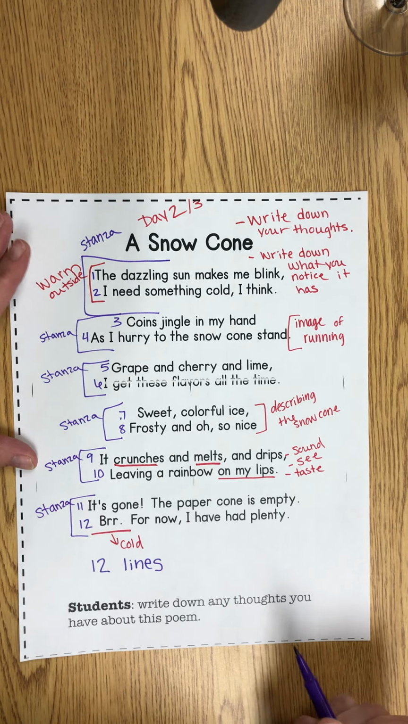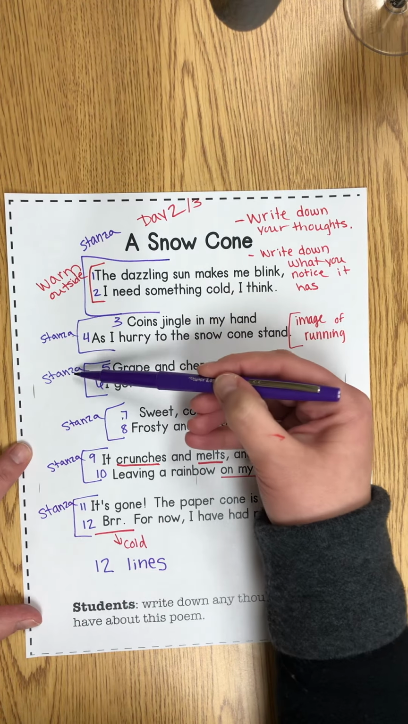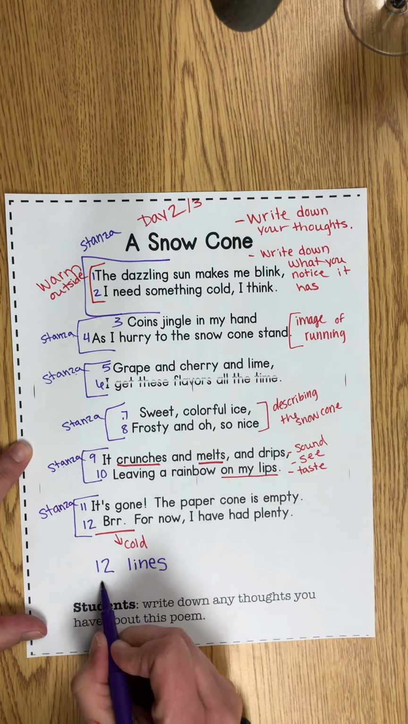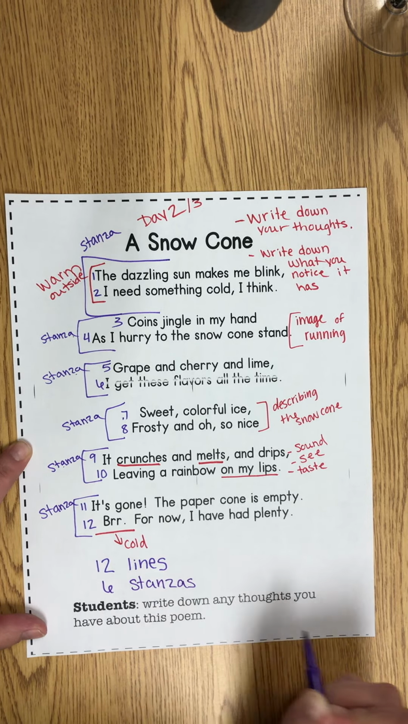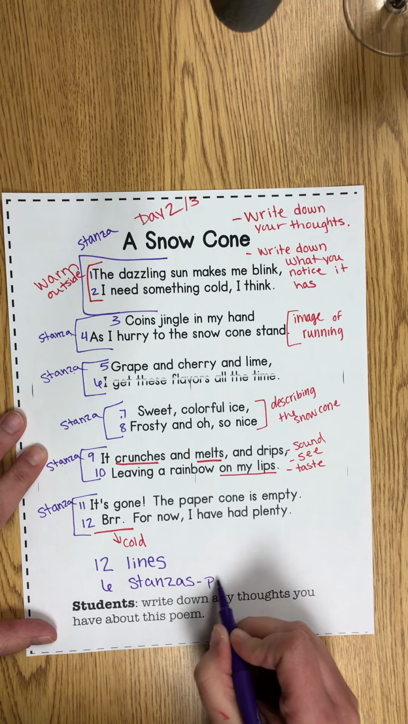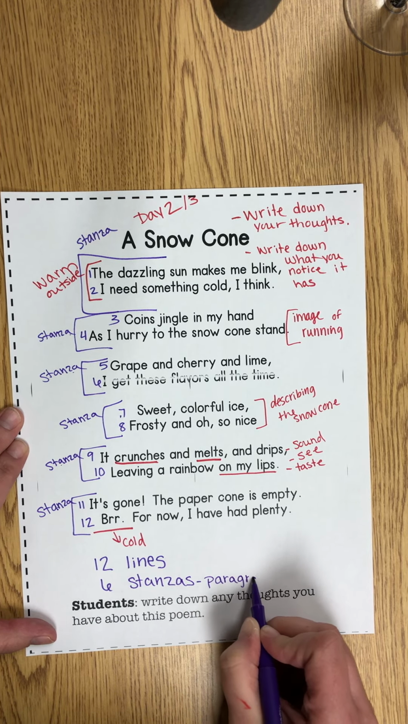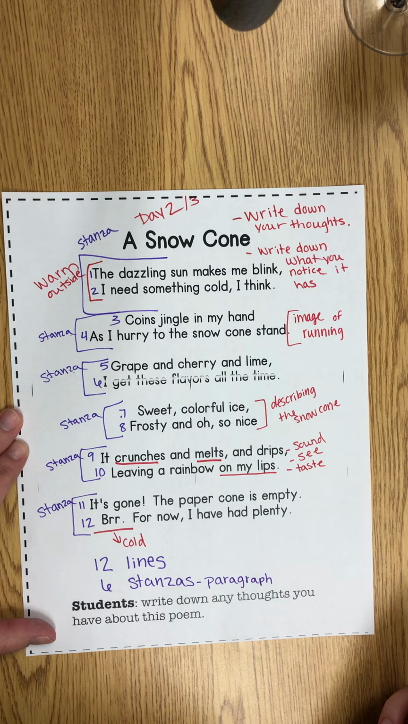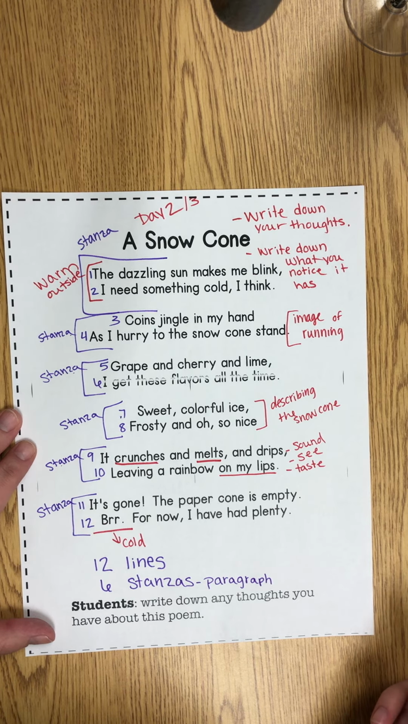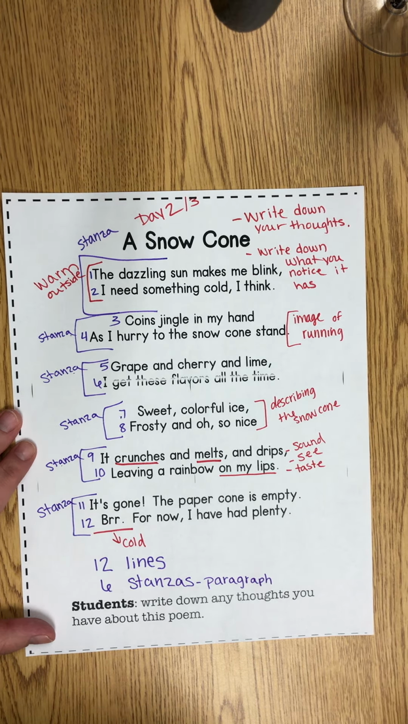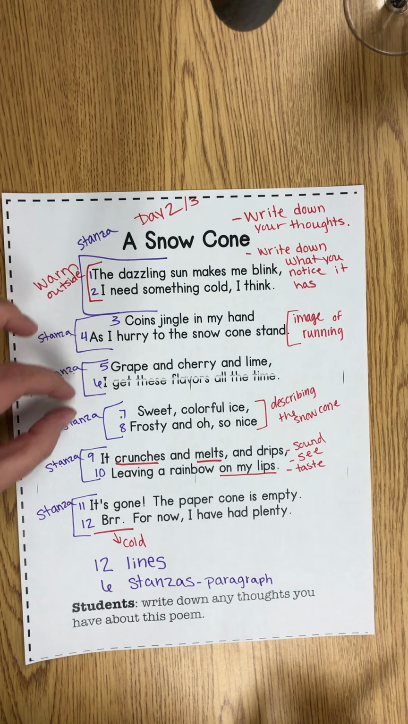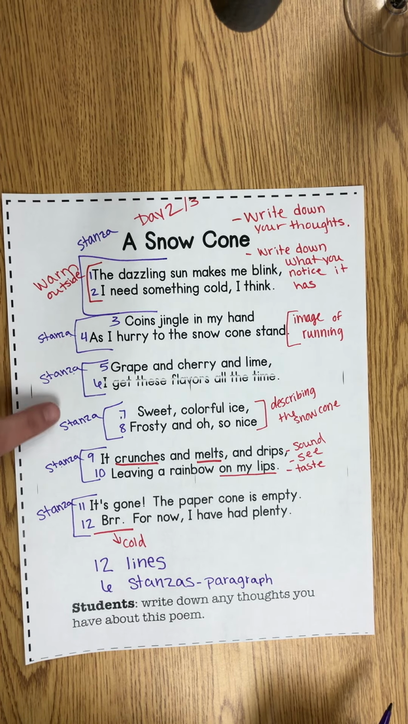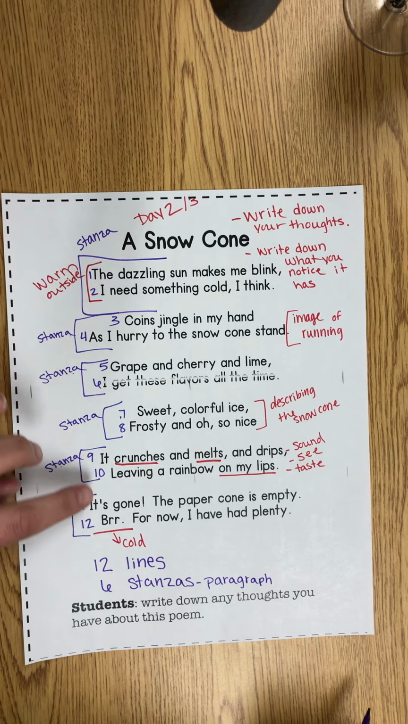So how many stanzas do I have? 1, 2, 3, 4, 5, 6. I have 6 stanzas. Now stanzas are similar to a paragraph. It looks like a paragraph, what we call in fiction and informational text prose, but prose is just regular writing, not written in a poem form. So each section of lines is a stanza. We have 6 stanzas. We have 12 lines.